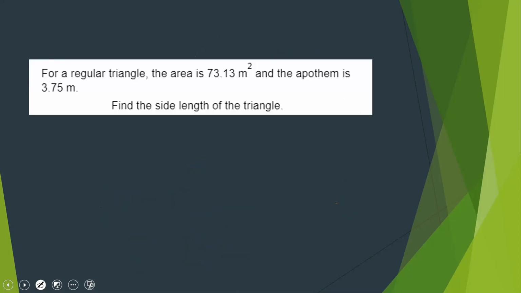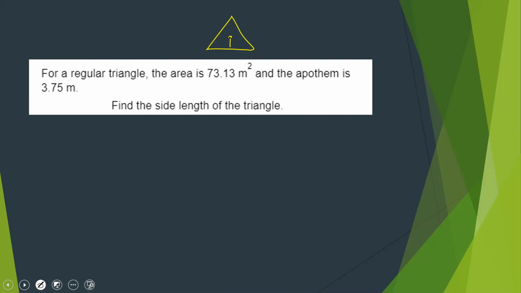Let's look at another one. It says for a regular triangle. Okay, we know a triangle has 3 sides. The area is 73.13 meters squared, and the apothem. Now, normally we would think about the apothem as the height of a triangle, but in an actual triangle, we have to go back to the other definition I gave you, which was from the center of the shape to the exterior. So that 3.75 meters isn't the height, that is the apothem.